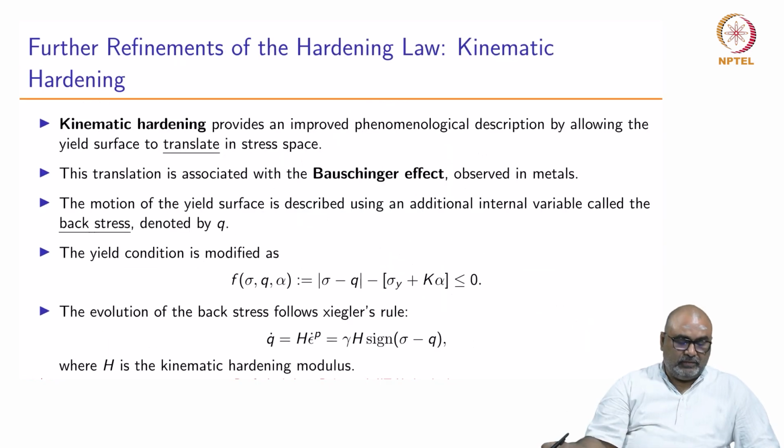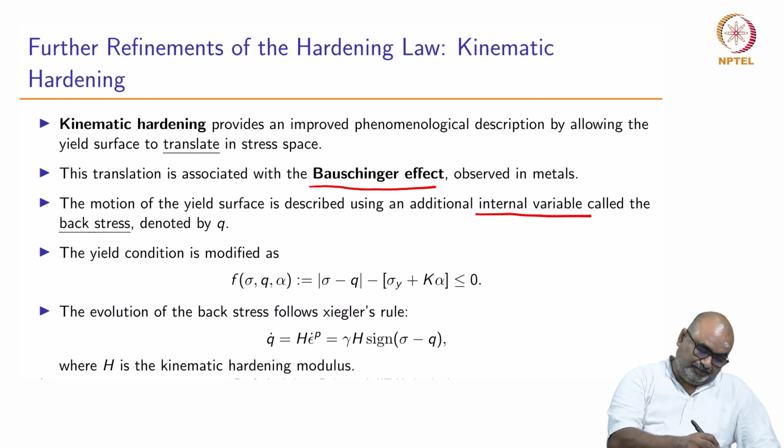So, further refinements on the hardening law are called kinematic hardening. Kinematic hardening provides an improved phenomenological description by allowing the yield surface to translate in the stress space. So, the origin of the yield surface is going to shift or move to readjust itself to allow for the admissible stress state. The translation is associated with the Bauschinger effect and is observed predominantly in metals, and the motion of the yield surface is described by using an additional internal variable, which is called the back stress and is denoted by this variable q.